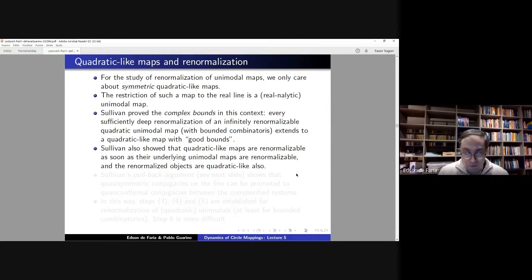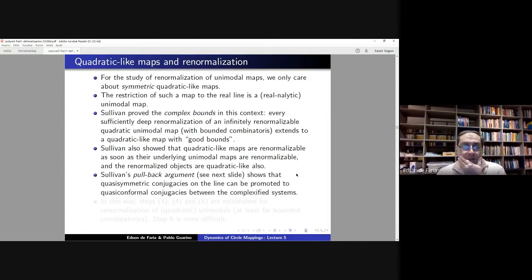Okay, and he also showed that these quadratic-like maps are themselves renormalizable. I mean, you can define a renormalization of such a map, whenever the underlying unimodal map is renormalizable as well, okay? And renormalization here means what it usually means. It just means like a first return map. So you look at the critical point, there is a disk around the critical point which is mapped around and comes back over itself as a quadratic-like map, okay?